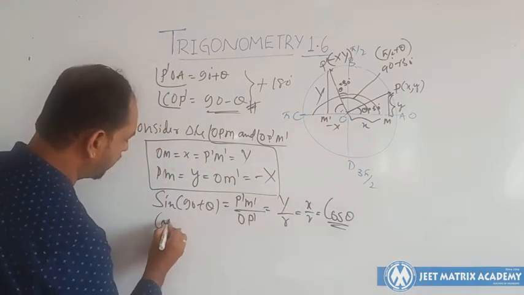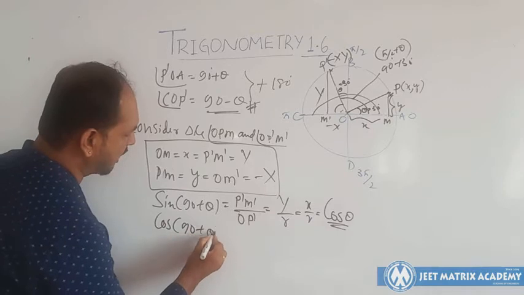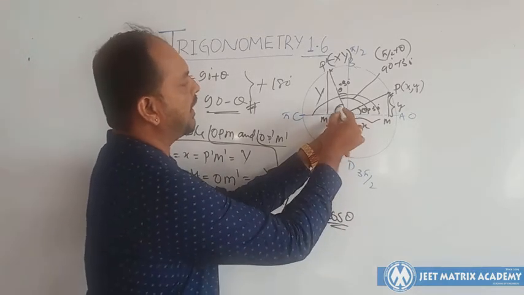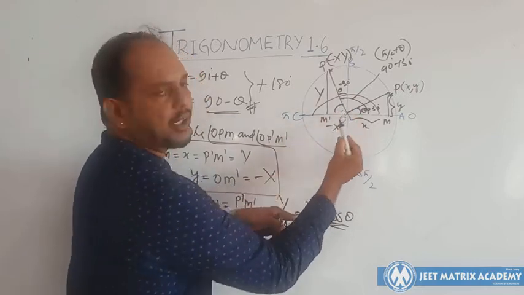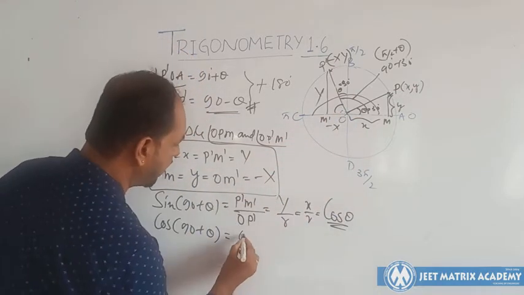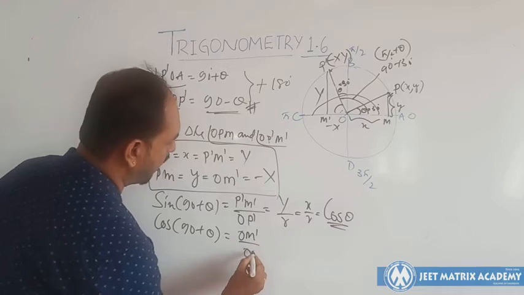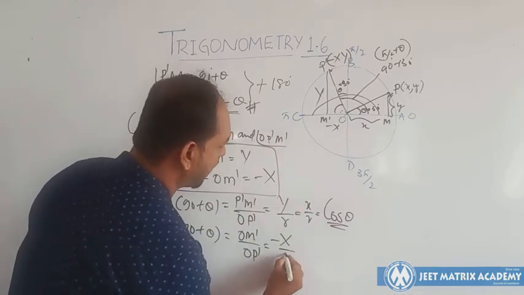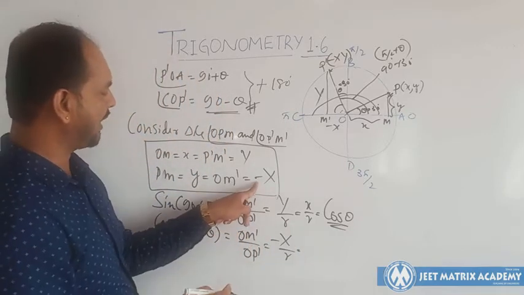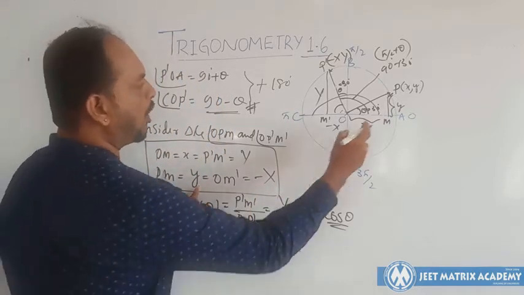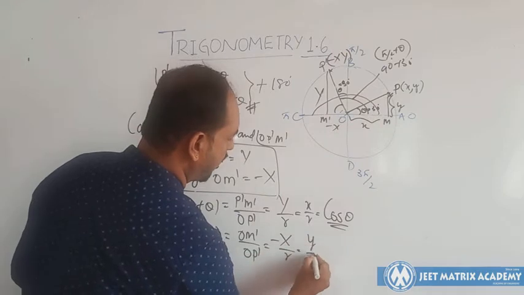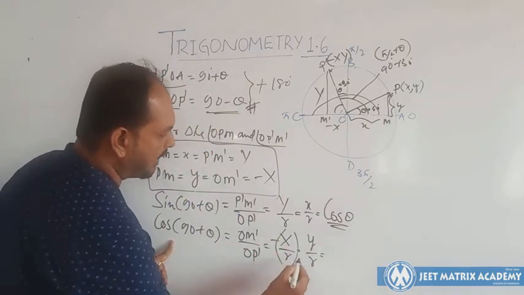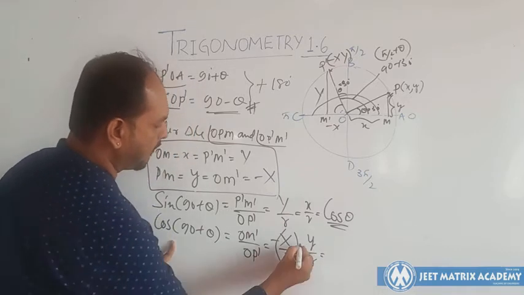Cos of 90 plus theta. With respect to this, what is cos of 90 plus theta? Base by hypotenuse. Am I right? What is base? That is OM' by OP'. What is base? Minus capital X by R. What is capital X? Minus x. That will be equal to small x in the first quadrant, x by R. So the minus sign I will write as it is.